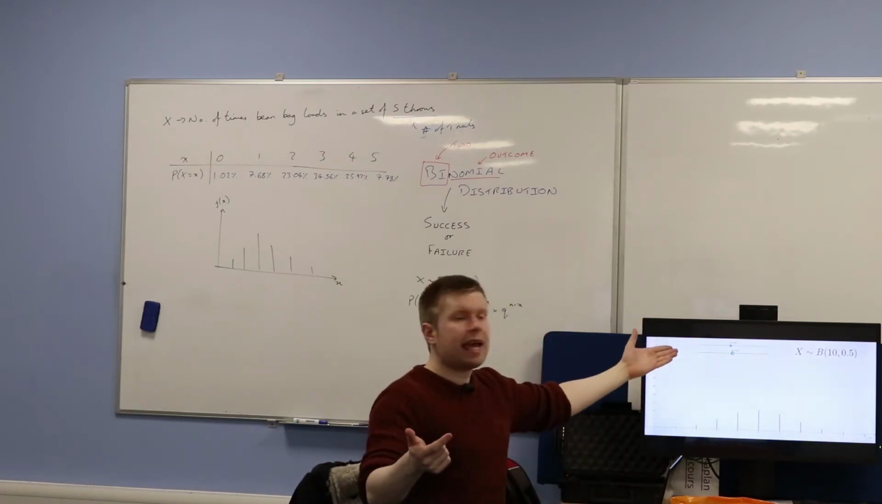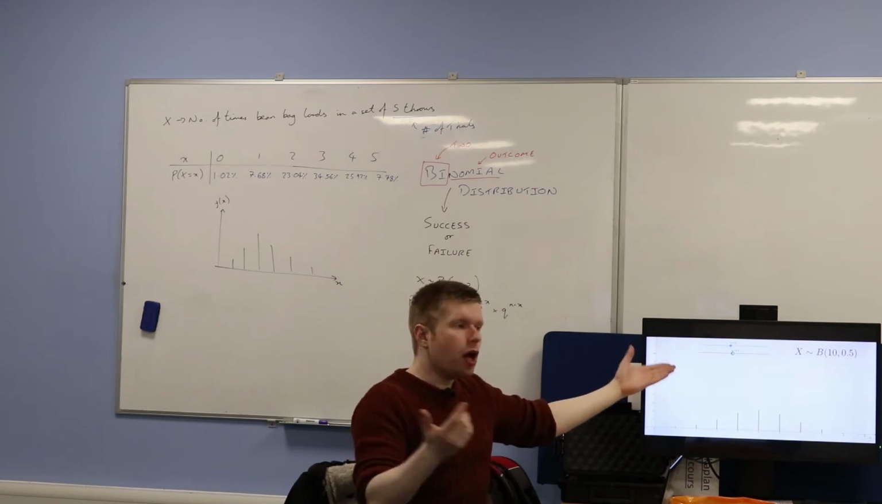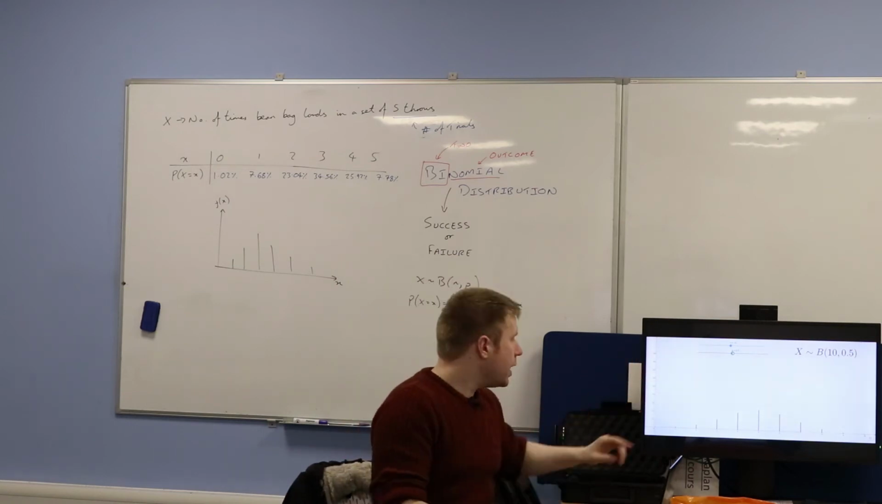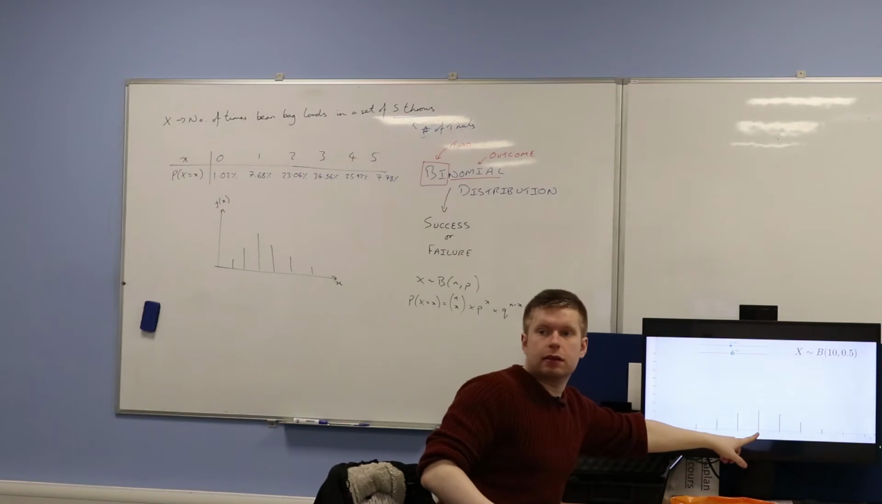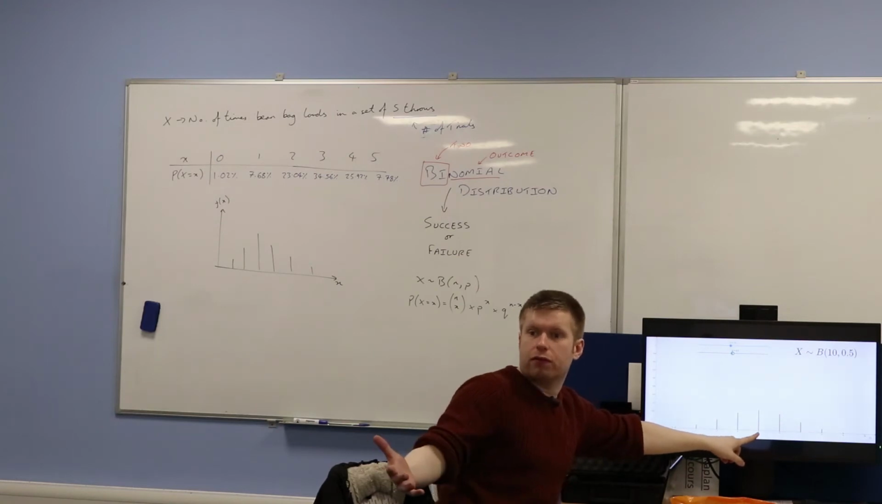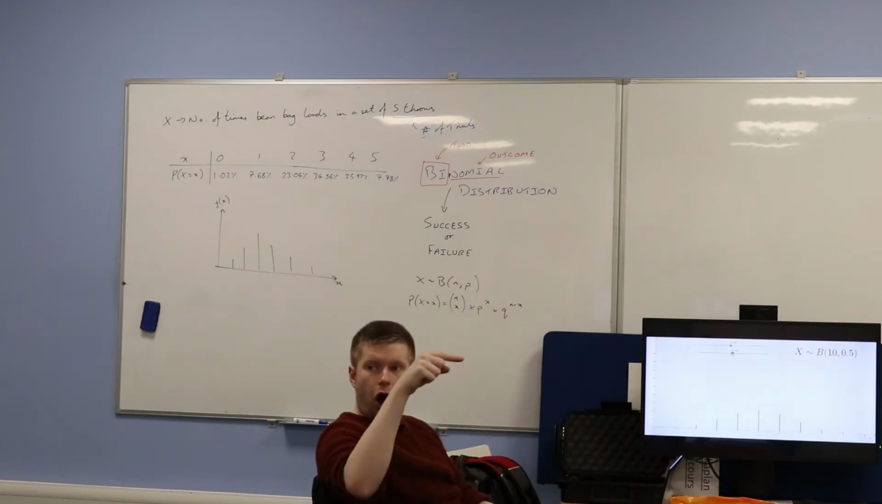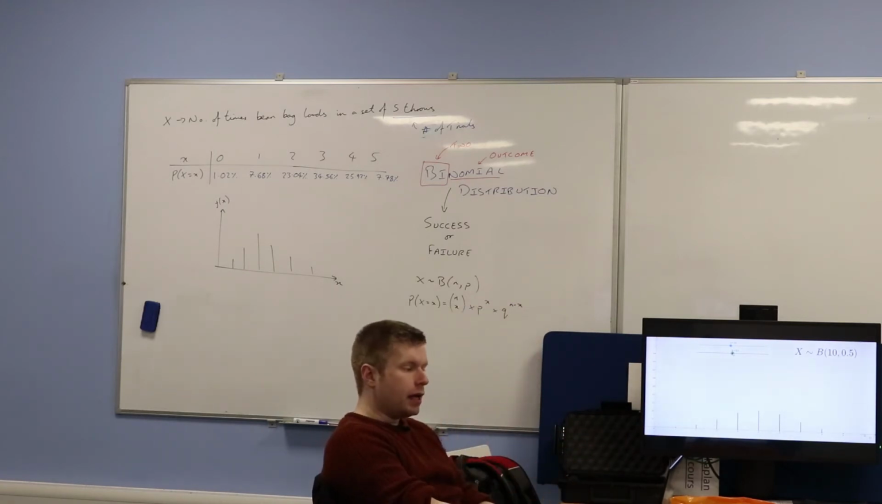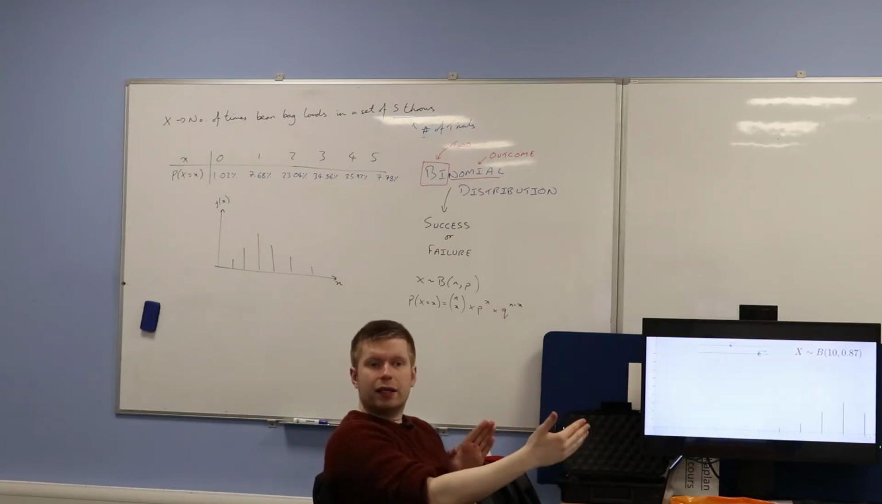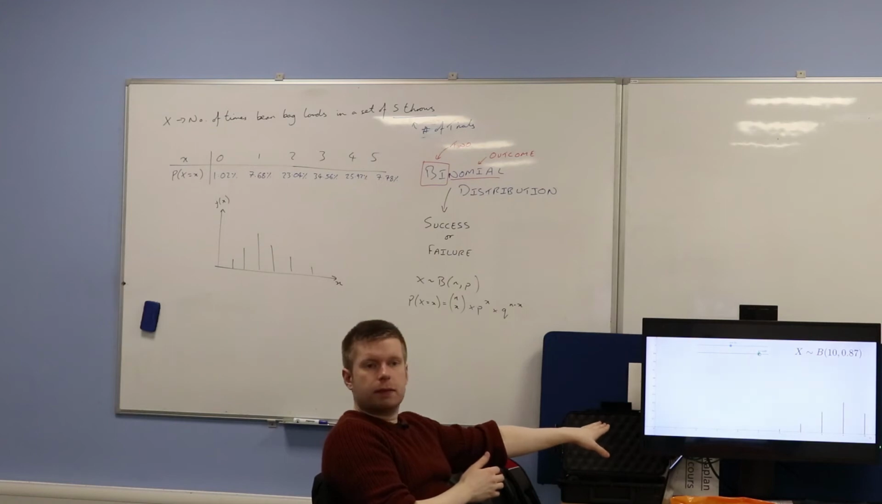So if I'm doing 10 trials, are you happy the most likely outcome is going to be 5 successes? Does that make sense? Because it's 0.5, right? Half the time it should be a success. If I start to increase the probability, so I've got more chance of a success happening, are you happy that it becomes skewed towards the right? What type of skew would we call this? Go on.